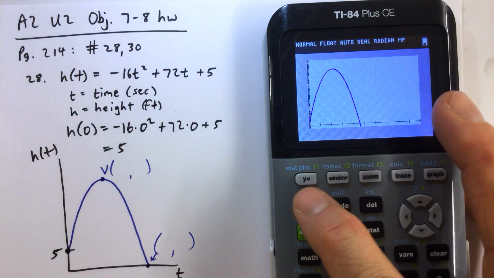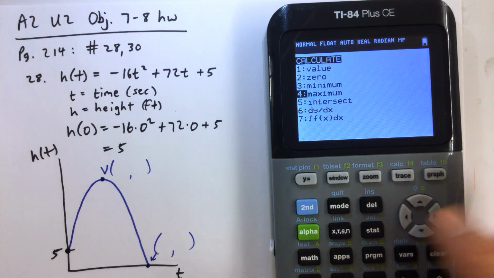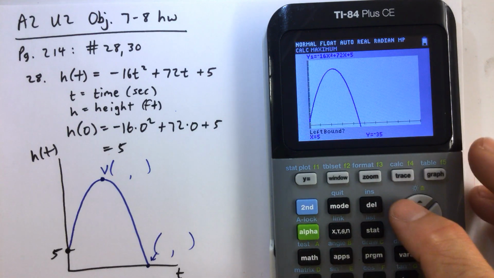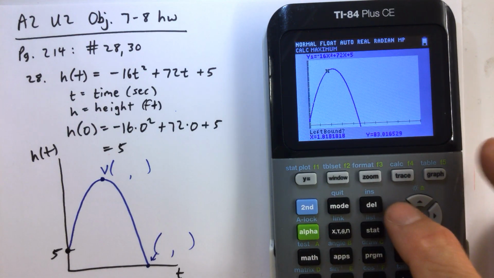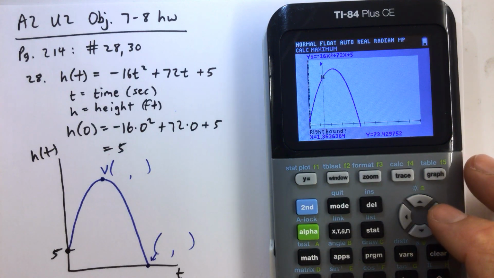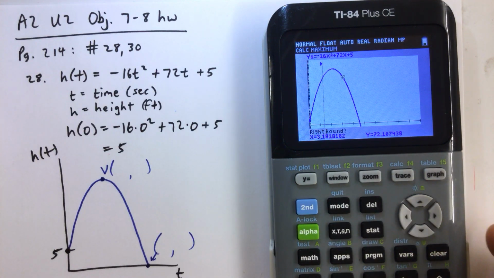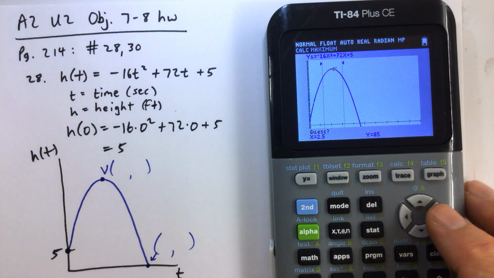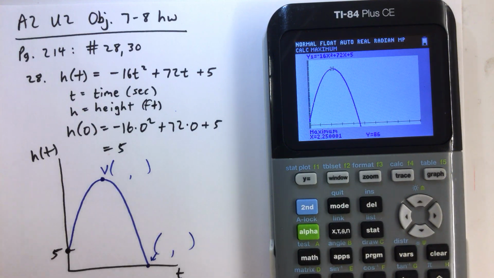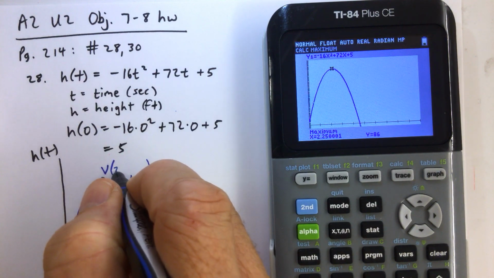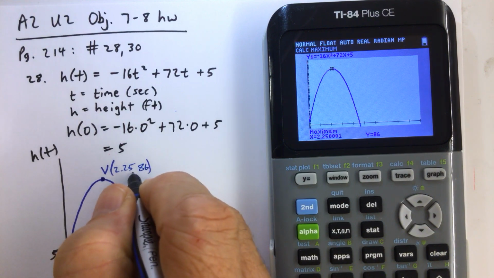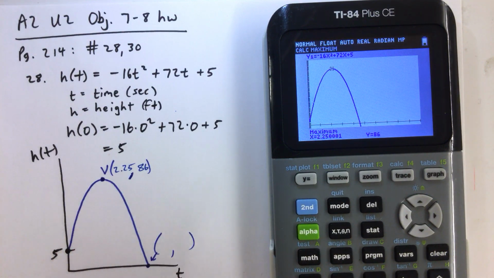We know how to find a maximum. Second, calculate maximum. We can scroll down and hit enter, or we can just type a 4. Anyway, it's going to ask us for a left bound. We move the cursor to the left of the high point, mark it with enter, and then move the cursor to the right of the high point and mark it with an enter. And then it's asking us for a guess. Move the cursor anywhere in between those two lines and hit enter. So we can see that the vertex is at 2.25 comma 86.